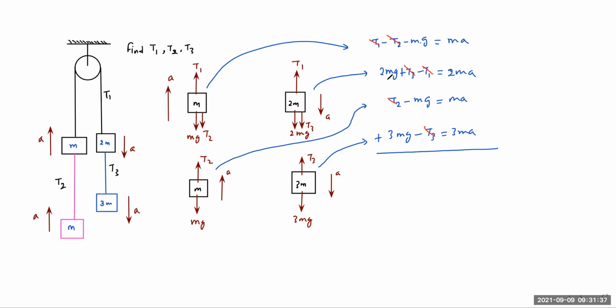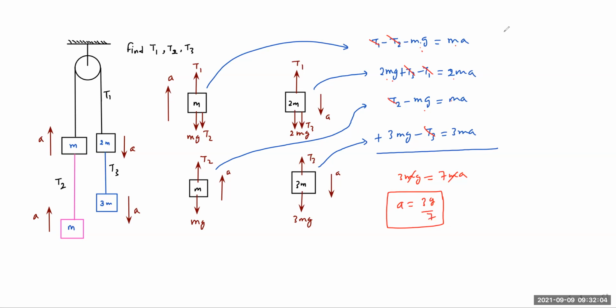You will see 2mg minus mg, which is mg. So 2mg and minus mg all cancels out. We have 3mg this side, and this side what we have is 1, 2, 3, 1, 4, 3, 7. So a turns out to be 3g by 7. Okay. So now we got a equals to 3g by 7.